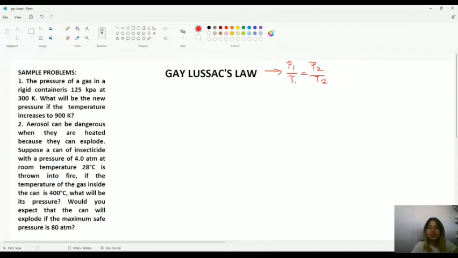So, in Gay-Lussac's law, it is just the same to Charles' law na directly proportional. For example, mag-increase pressure, mag-increase din sa temperature. So, yan yung directly proportional. So, we have here two sample problems of Gay-Lussac's law and yeah, solve natin yung problem number 1.